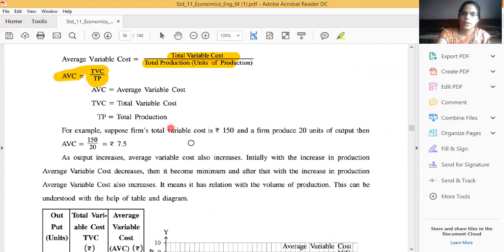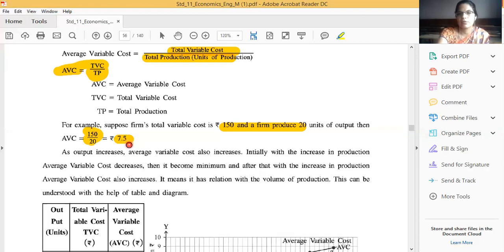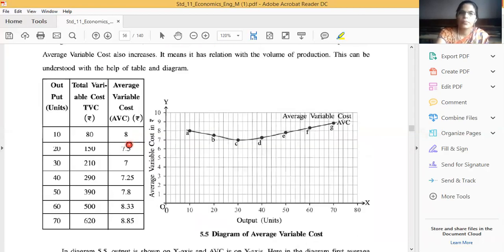For example, if you produce 20 units at a variable cost of 150, then what is the average variable cost? The average variable cost will be 7.5, because 150 divided by 20 gives 7.5.